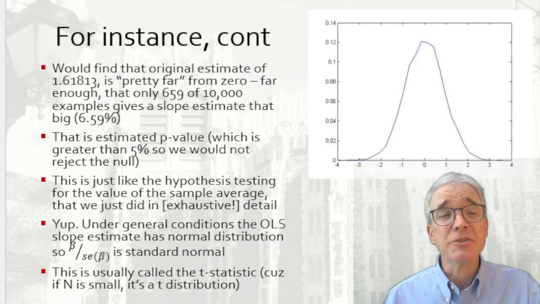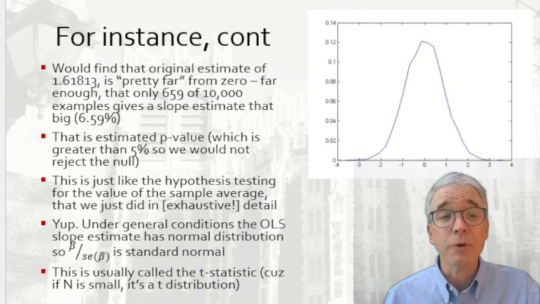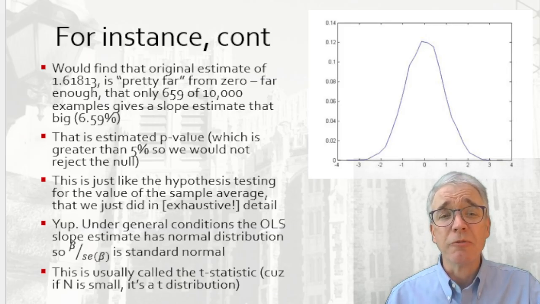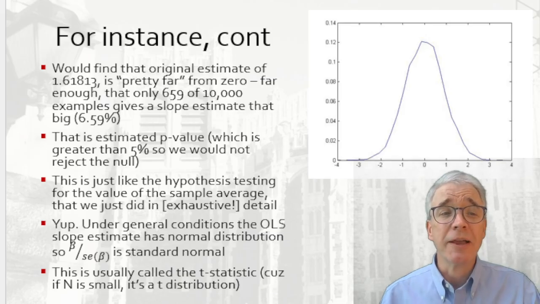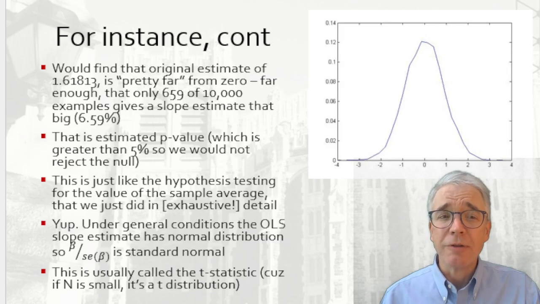This histogram shows the estimated values of beta 1 from 10,000 simulations. We see the most common result is near 0, but a fraction of the 10,000 gave values as low as -3 or as high as +3. You can see my original estimate of 1.61813 is a bit of a distance away from 0. Only 659 out of the 10,000 simulations gave a slope estimate that was that big or even bigger. That would be a p-value of 6.59%, which is not less than 5%, so we would not reject the null at a 5% level of significance.